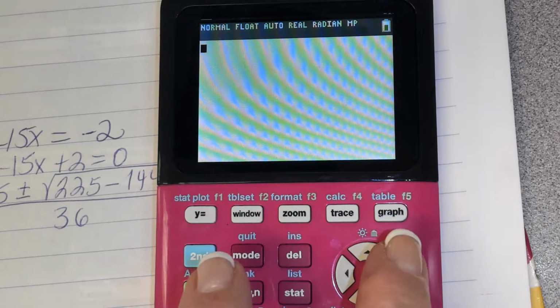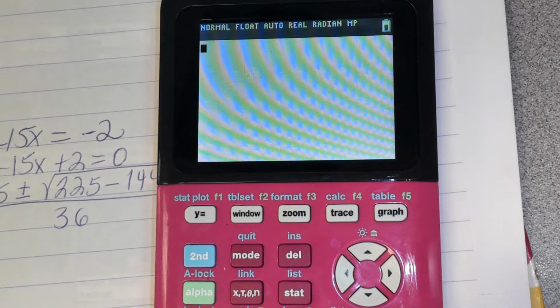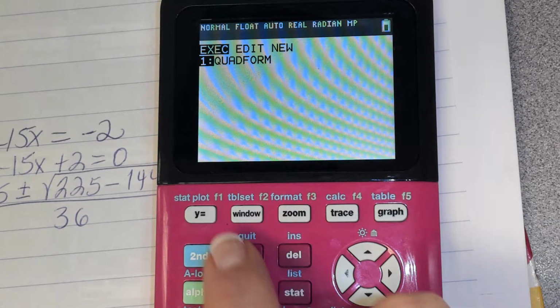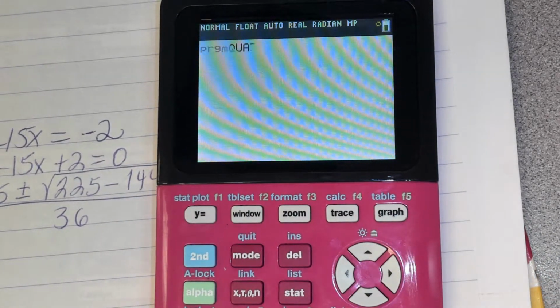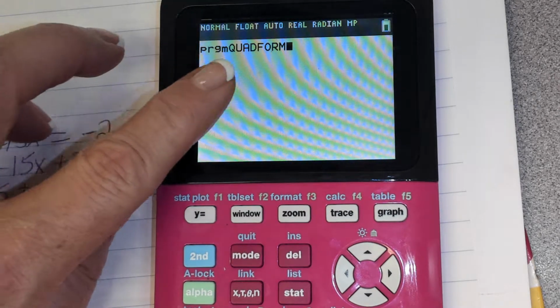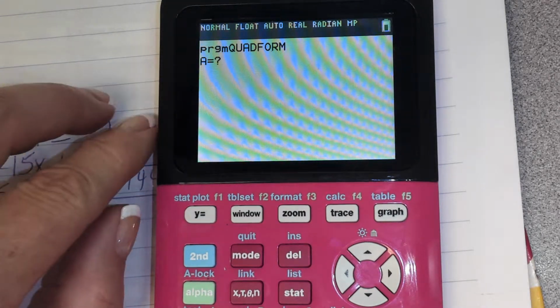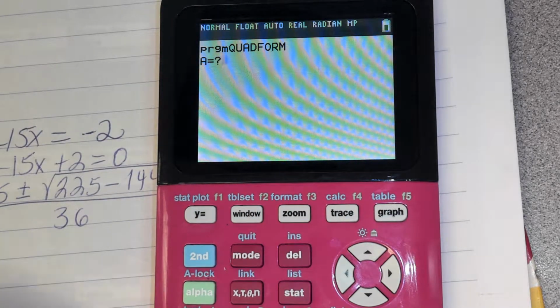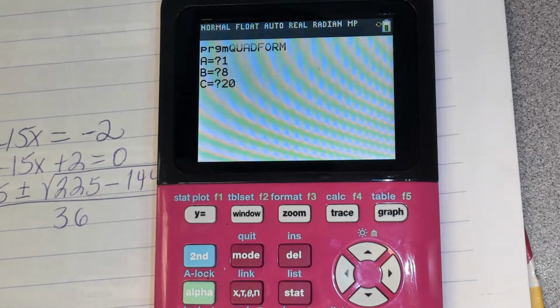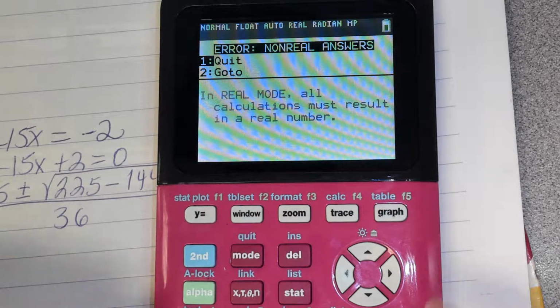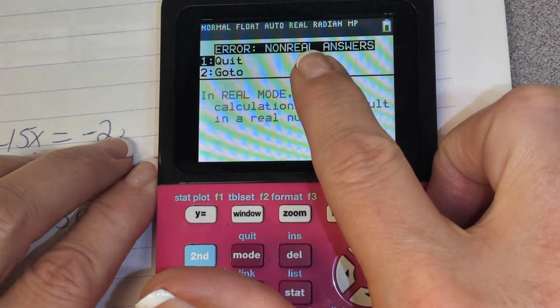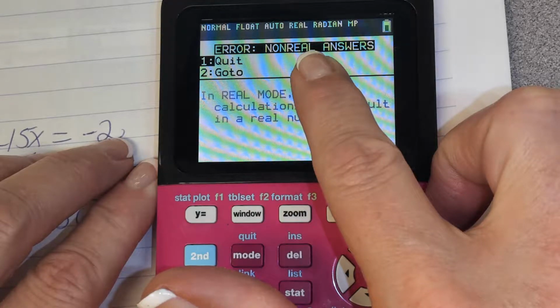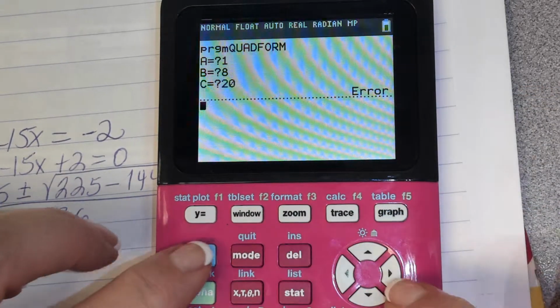Alright, so now let's test your program. So now go to program, and you want to execute it, so push enter. And now push enter one more time, and now it's going to ask you for A, B, and C. See if yours will work for the first one. Now, why am I getting this error message? I didn't change that mode on this one.